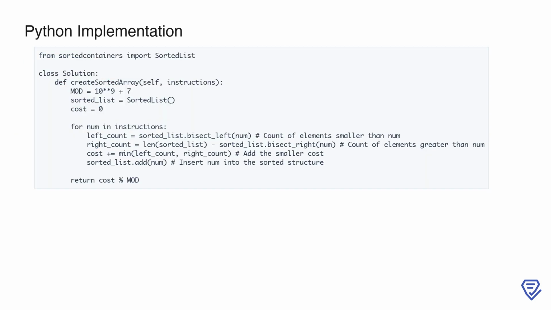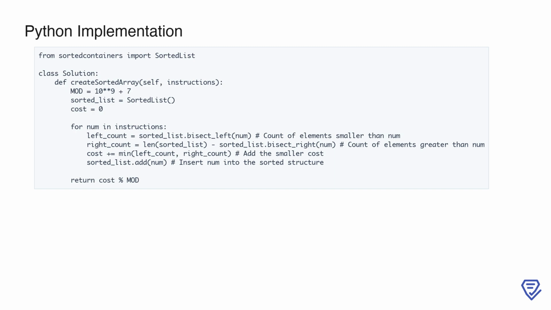The solution to the problem leverages the SortedList data structure from the sortedcontainers library to efficiently manage the dynamically sorted array while calculating the insertion cost. First, we define the method createSortedArray, which takes the list of instructions as input. The mod constant is set to 10 to the power of 9 plus 7 to ensure that the final result fits within the problem's constraints. The variable sorted_list is initialized as an empty SortedList to maintain the sorted order of elements dynamically.